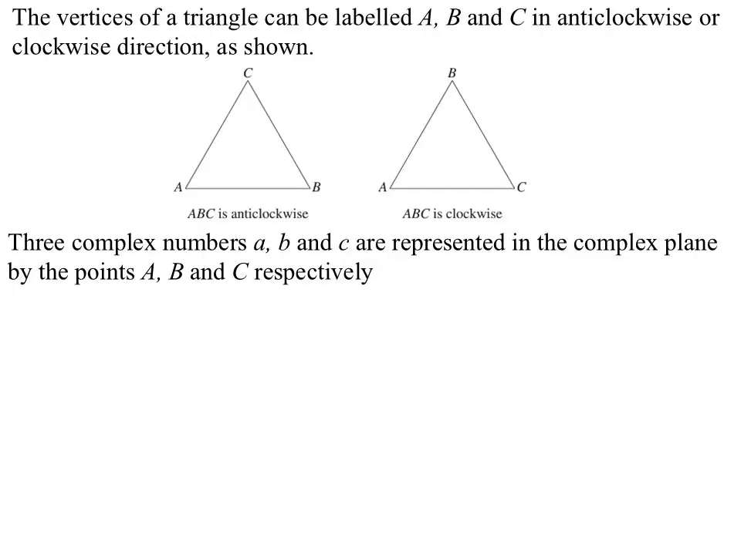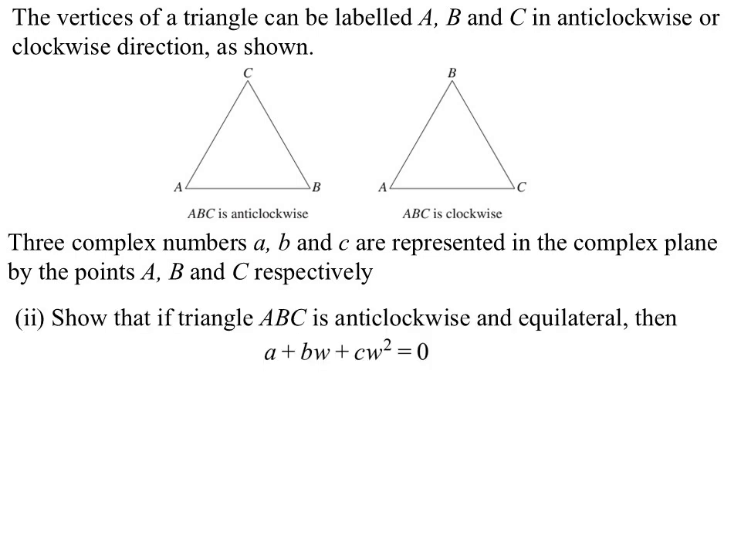Then it became very interesting. The vertices of a triangle can be labelled A, B and C, but you can do it in one of two ways. You could label it anti-clockwise or you could label it clockwise. Three complex numbers, A, B and C, are represented in that plane by the points A, B and C. We're looking at the first case, when it's anti-clockwise and it's an equilateral triangle. Then this relationship should hold: A plus BW plus CW squared is equal to 0. So there's my triangle. How am I going to do this?